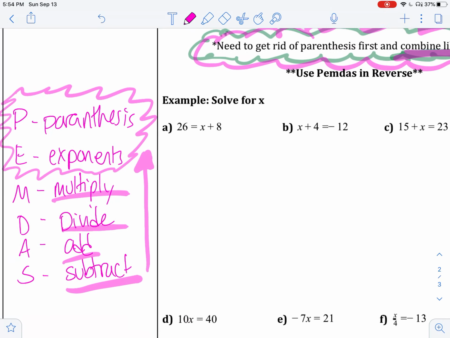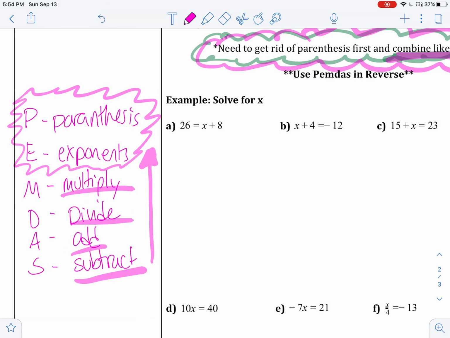Our first example is 26 equals x plus 8. Whenever I solve equations, the first thing that I typically do is draw a straight line right where my equal sign is, dividing my equation into a left side and a right side. Then I have to identify my variable that I'm solving for. I am solving for x, so I'm going to box that in because that's the thing that I want to get by itself.